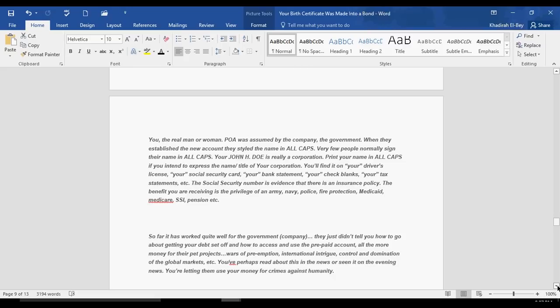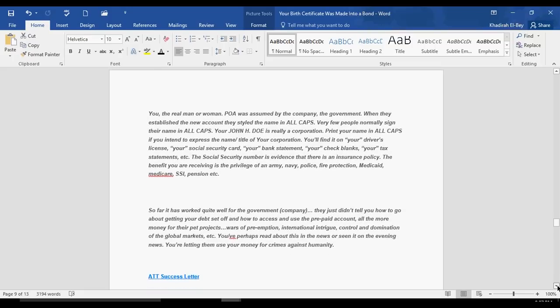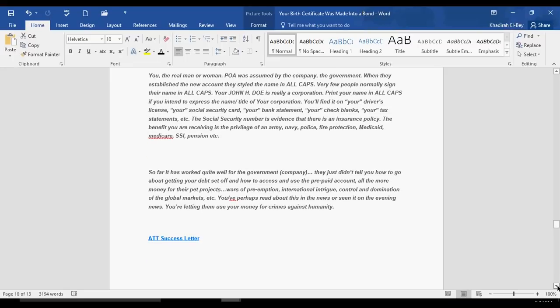Printing your name in all caps, if you intend to express the name, title of your corporation, you will find that your driver's license, social security card, your bank statement, your check blanks, your tax statements, etc. Your social security number is evidence that there is an insurance policy. The benefit you receive, the privilege of the Army, Navy, police, fire protection, Medicaid, Medicare, SSI, and pension, et cetera, et cetera.